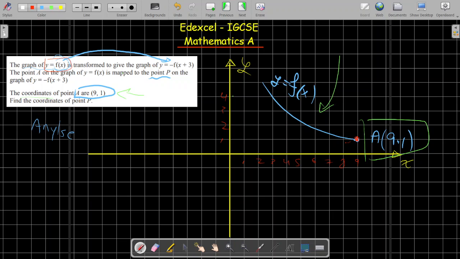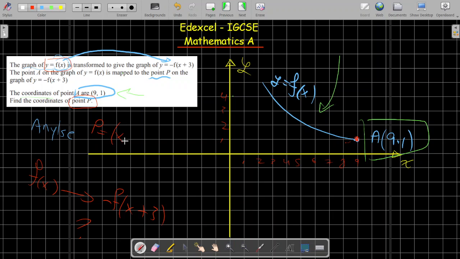graph. I don't care, because I need to represent the idea, because what you need to do is to transform what happened to this graph, how the function f(x) becomes minus f(x plus 3). This is the question mark. After you translate the transformation, you can answer this question. The question is that he wants the point P. He wants to know what the coordinates of point P are.